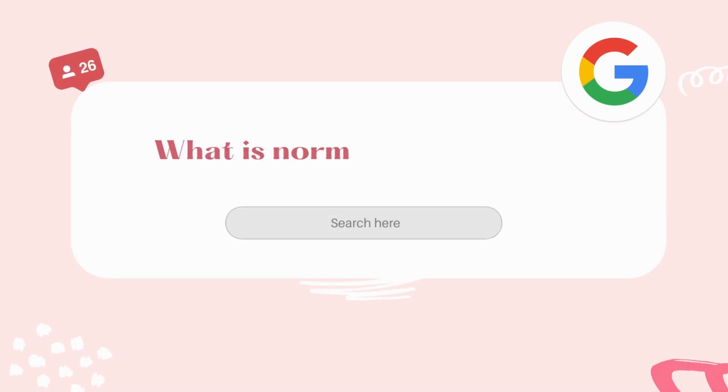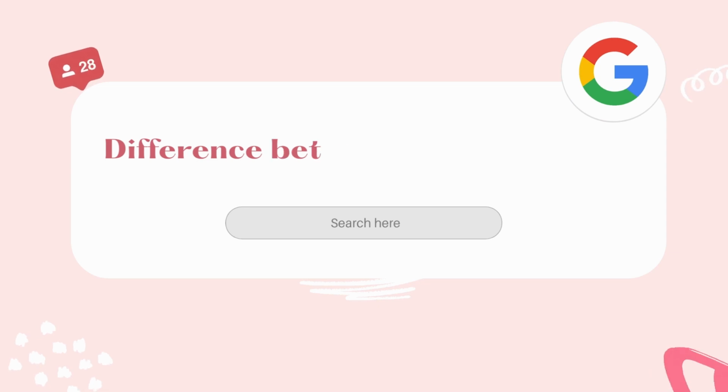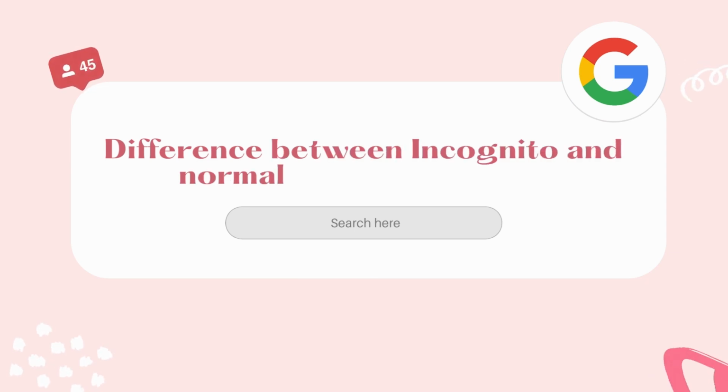So what if I tell you that someone is actually watching whatever you are seeing in incognito mode? Now, to understand this, I'm going to divide this video into three important parts. First of all, what is incognito mode? Second, how it is different from a normal browser. And the third is what is the difference between incognito mode and normal browser mode.